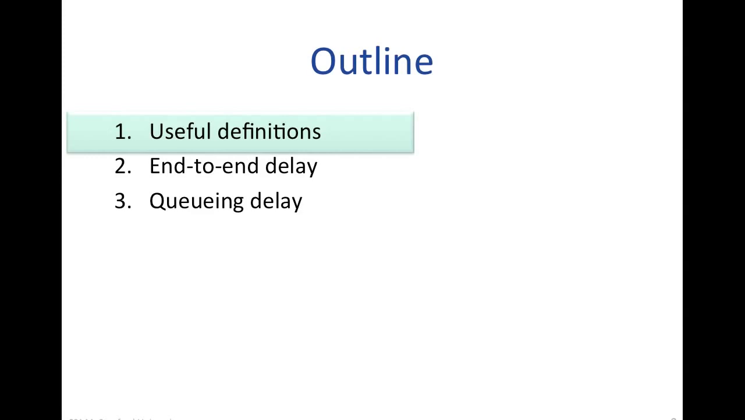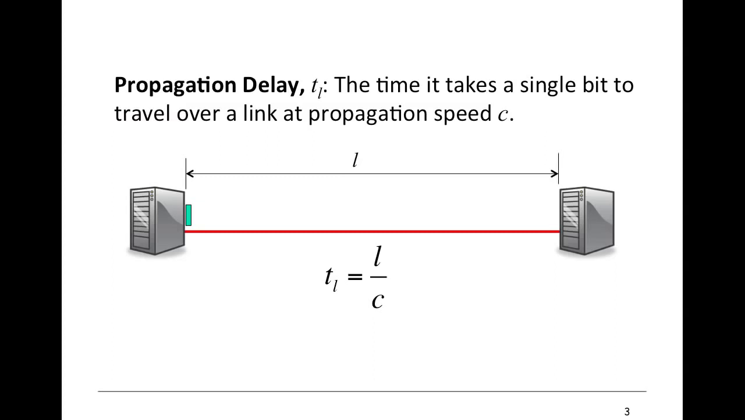So in this video, I'm going to give you some useful definitions for propagation delay and packetization delay. And we're going to use those definitions to come up with an expression for the end-to-end delay of a packet across a network. I'm also going to tell you about queuing delay and how it makes the end-to-end delay unpredictable. So let's start with some useful definitions. We'll start with the definition of propagation delay.